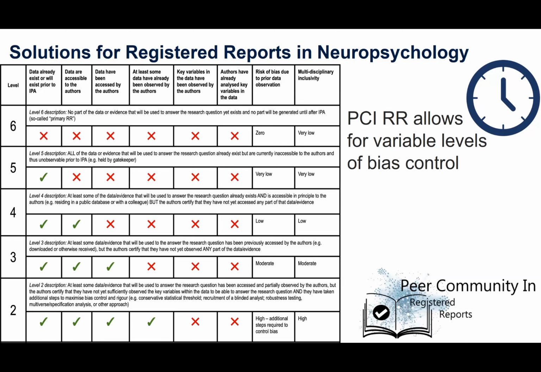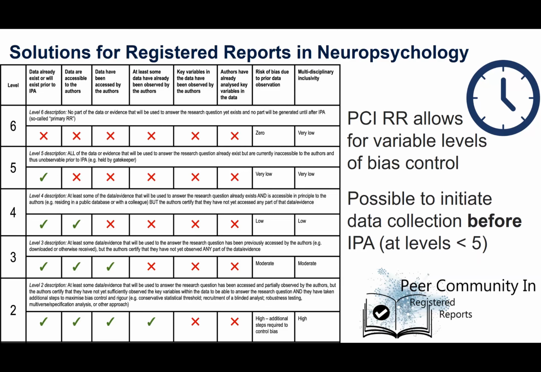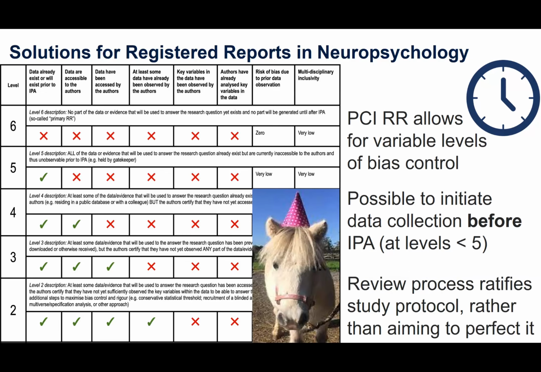The primary motivation for introducing these lower levels of bias control was actually to make the format accessible to studies that want to do secondary data analyses, where the data already exists by definition. But a side effect of this is that it becomes possible in principle to make stage one submissions for a primary empirical study where some of the data already exist, because the study may already be underway. And that provides a possible mechanism for neuropsychological researchers to engage with registered reports without elongating the timescale of the project to ridiculous extents. Of course, if the study has already been started, then the reviewers will only be able to suggest amendments to analysis plans, not to the data collection methods. So it'll be more about ratifying the scientific quality of an existing protocol rather than aiming to perfect the study.